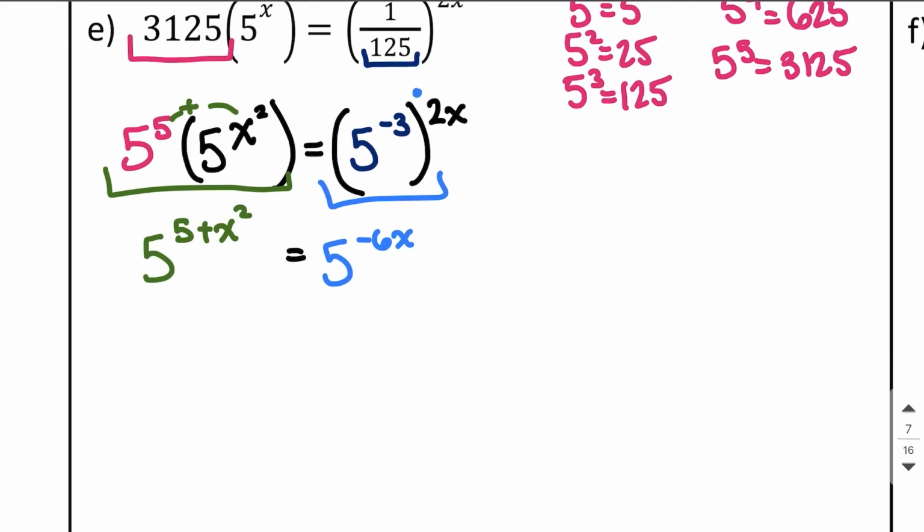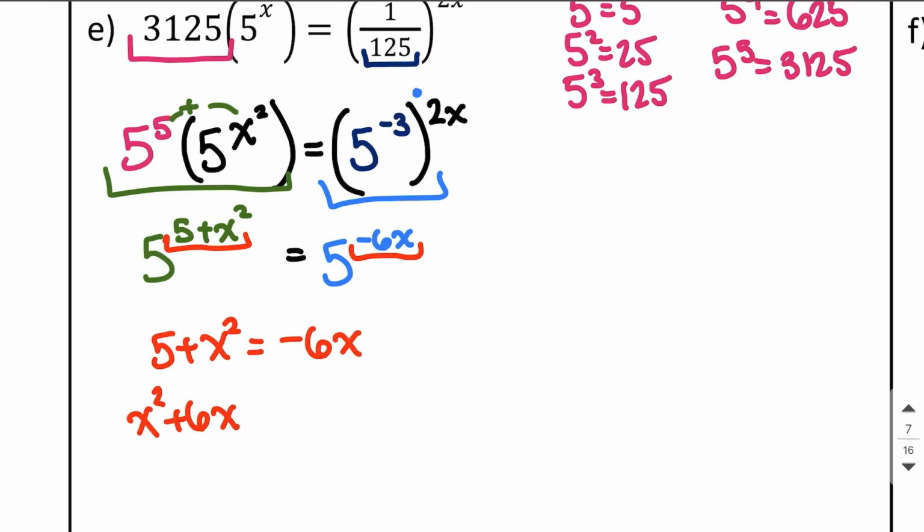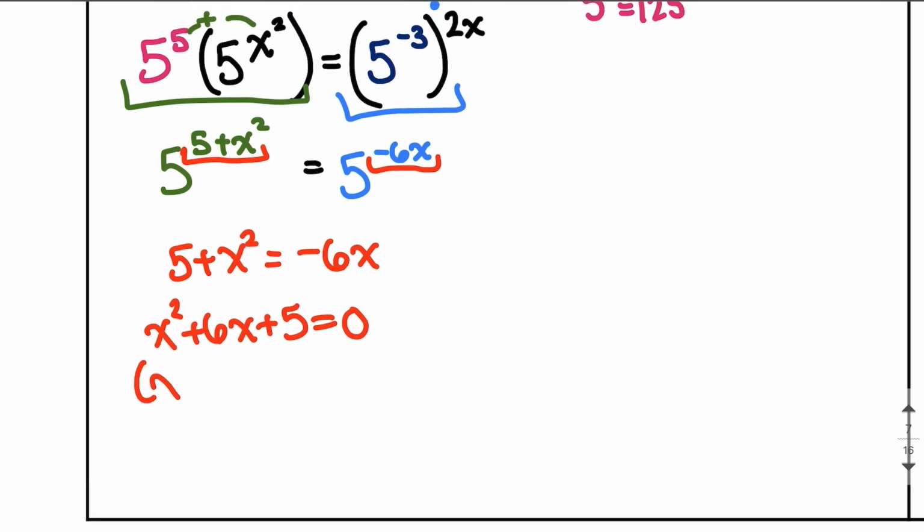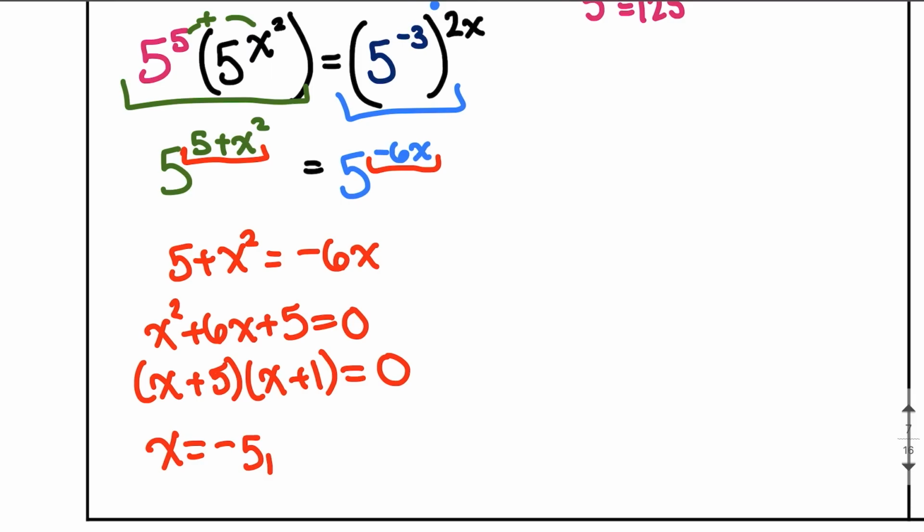And now all I need to do is just set my exponents equal to each other. So here I can say 5 plus x squared is equal to negative 6x. Get everything together on one side, preferably the side that makes the x squared positive. And then all I need to do is just factor and solve. So this would be x plus 5, x plus 1, multiplied together to give you 0. So x either equals -5 or -1. And this is my answer right here.